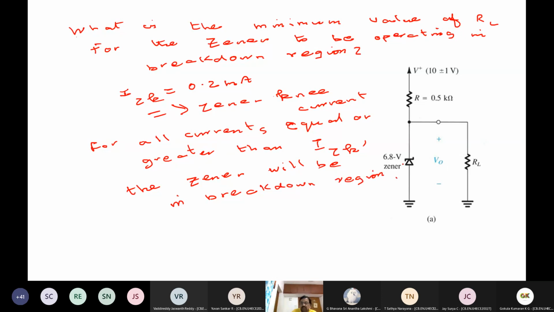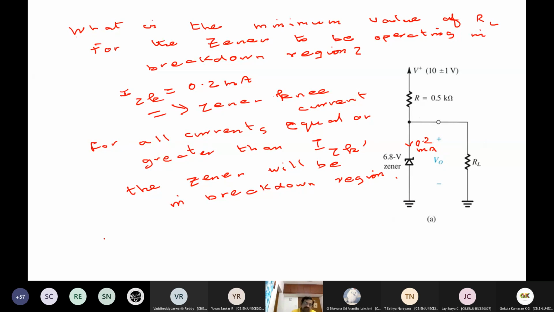So which means the minimum current that the zener requires is going to be 0.2. Okay, so whatever current is coming from the power supply, at least 0.2 must be flowing into this. That is the gain that you are getting from this knowledge. Okay, so 0.2 must be flowing. But now the question asked is, what is the minimum value of RL so that this 0.2 is accommodated? The remaining currents will all go through the load.